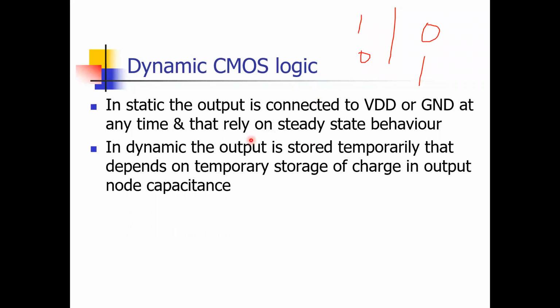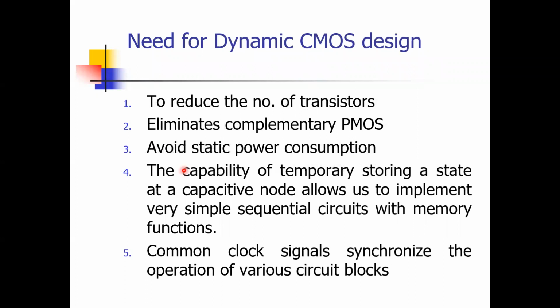But in dynamic CMOS logic, the output is stored temporarily, and that depends on temporary storage of charge and output node capacitance. That can be changed. So in dynamic CMOS logic, basically the concept of clock is there. So what is the need of extra circuitry, extra clocks?